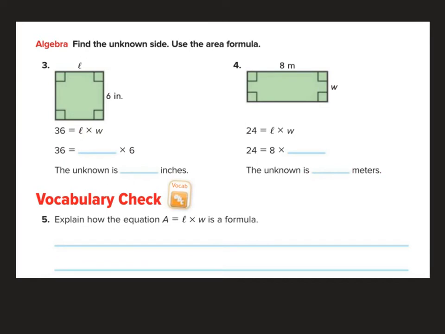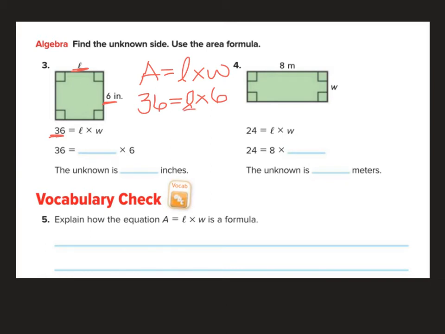Find the unknown side. Okay, so this is what I was talking about here. If we know the formula, area equals length times width, do we know the length? No. Do we know the width? Yep, 6. So I'm going to put a 6 right below the W. And we know that the area is 36. So right below A, I'm going to put 36. Then I'm going to bring everything else down.